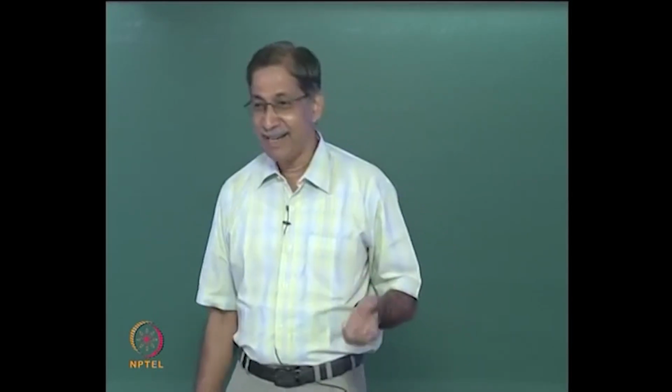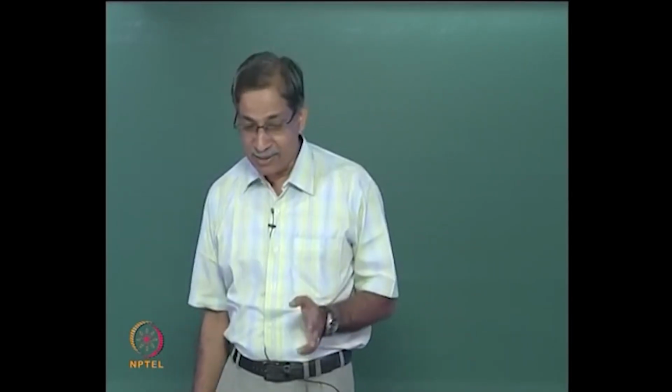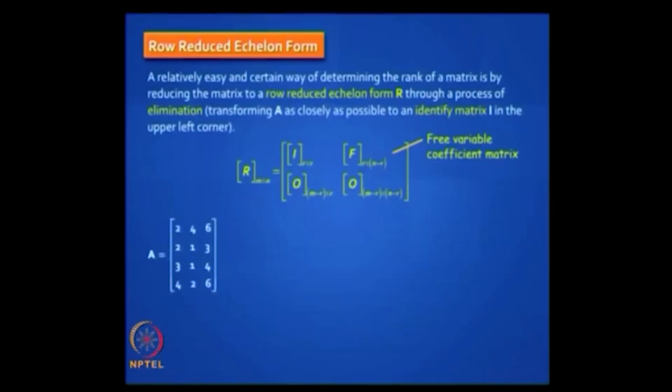F is called the free variable coefficient matrix. Why is it called that? Let's see. It's very interesting. Take a look at this matrix. Okay, let's do it step by step. What's the first thing you should do? Make the top left one. That's called the pivot. So you divide that row by 2, and then do an operation and get zeros in the other ones.